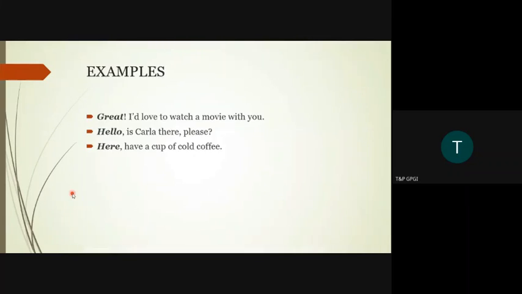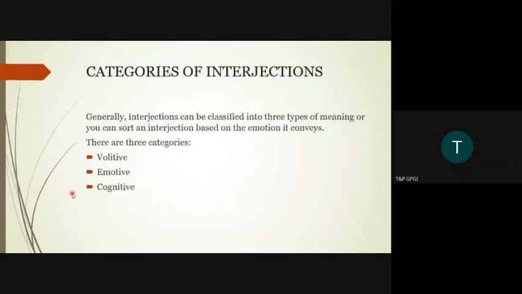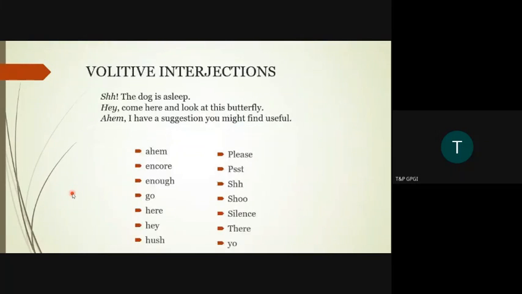Anyway, so now we'll move on to the categories of interjection. Generally, there are three categories of interjection, namely volitive, emotive, and cognitive. So I'll give you the example of volitive interjection, which goes as, or however you want to pronounce it, or enough, and then an exclamation mark.